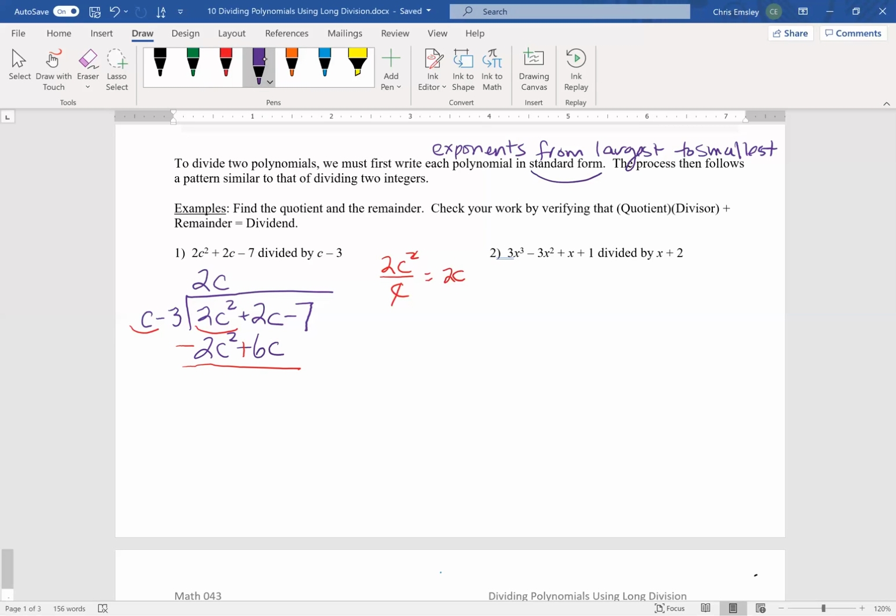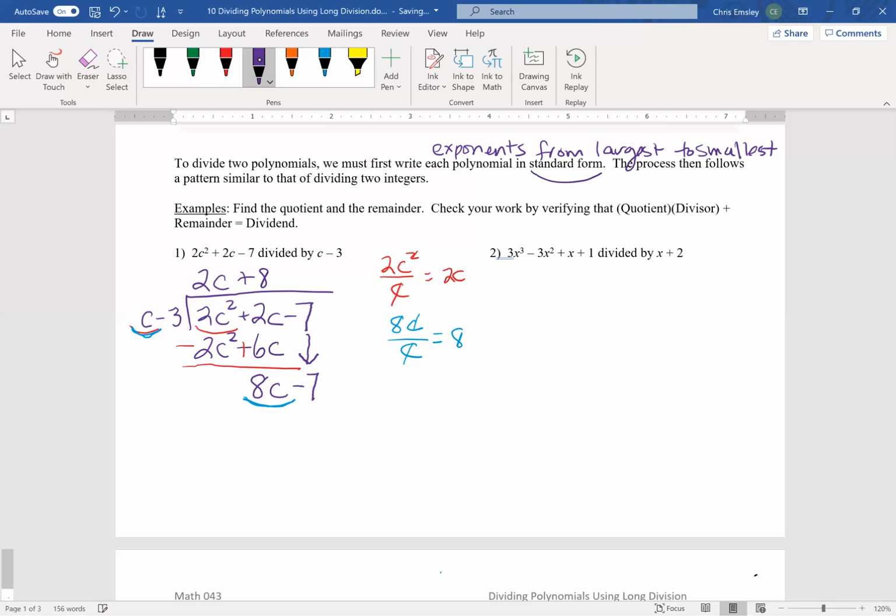Our next two terms, 2c minus a -6c becomes plus 6c, so we have 8c. And then we bring down our next term. Okay, next we ask ourselves, what would I have to multiply c by to turn it into 8c? Or another way to think of it is 8c divided by c. So what I need up there is an 8. So positive 8 up here.